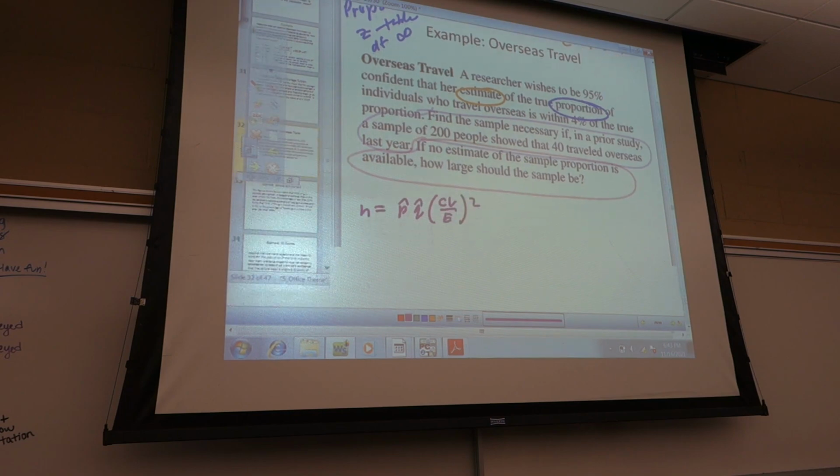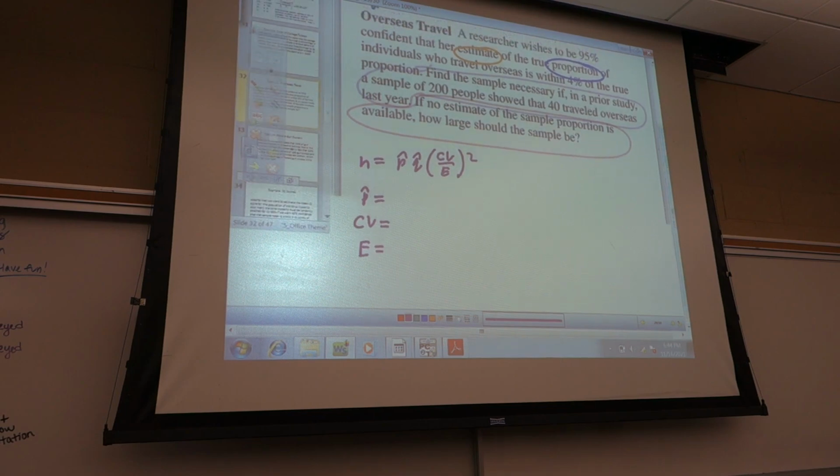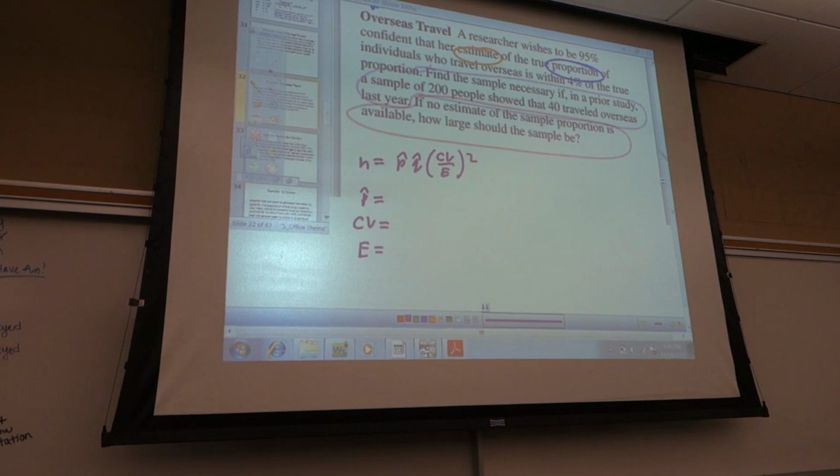Great. So in order to solve this, I need my p hat. From there I find my q hat. I need my critical value, and I need my E. Everybody find those. They have to be in the problem. I'm asking you to find n, so I have to give you those. It's 40 out of 200.